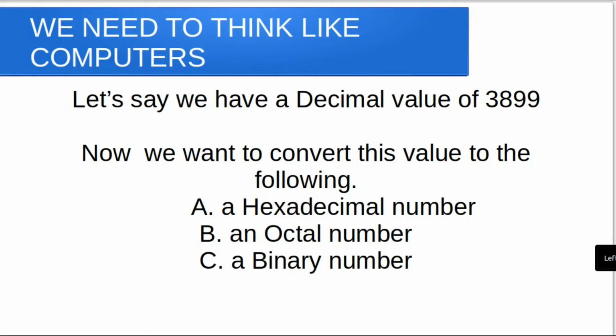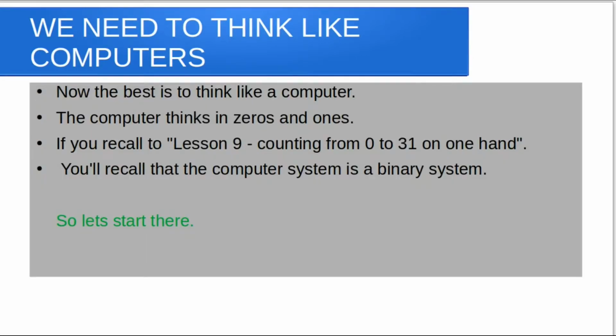Let's say we have a decimal value of 3,899. Now we want to convert this value to the following. Let's say we want to convert it to a hexadecimal number, an octal number, or a binary number. How would we go about this? Now, the best is to think like a computer. The computer thinks in zeros and ones, either 5 volt or 0 volt and so on.